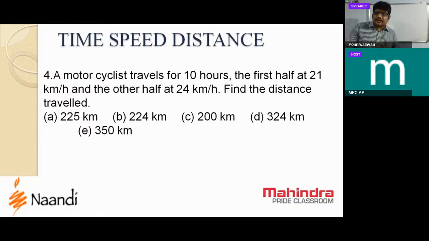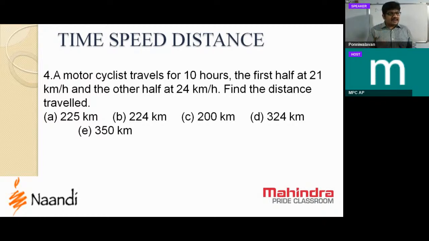Okay, that means what is the formula for distance? What is the general formula for distance? Speed into time. Okay. Here, is the person traveling at one speed or more than one speed? More than one speed, because in the first half he traveled at 21, and in the second half he traveled at 24.